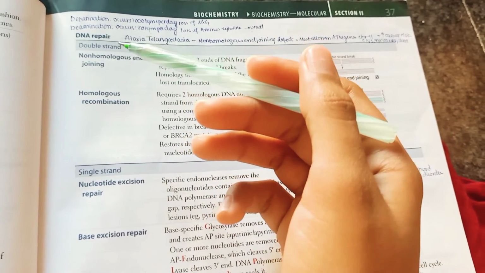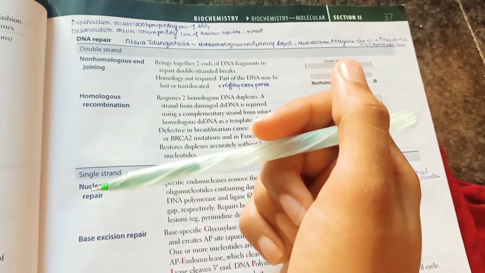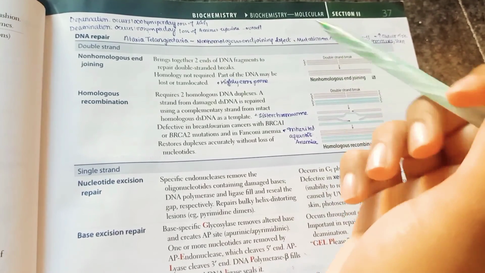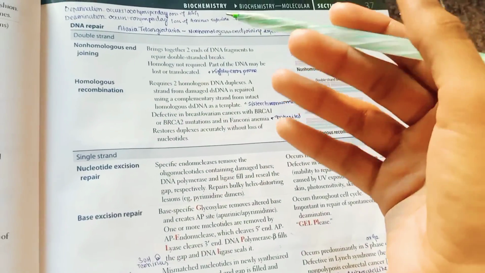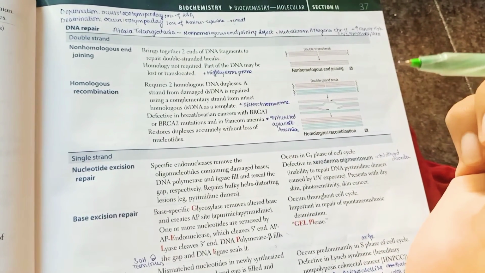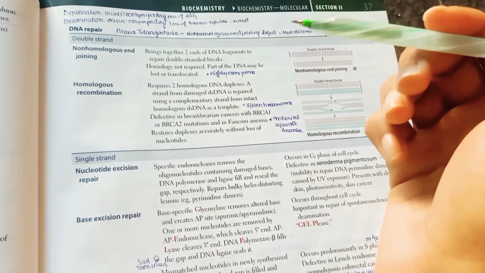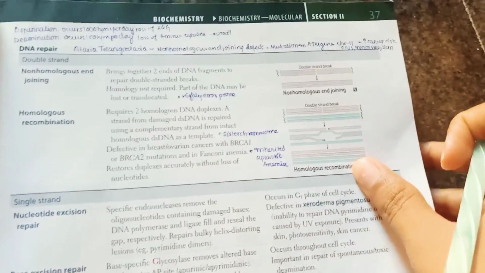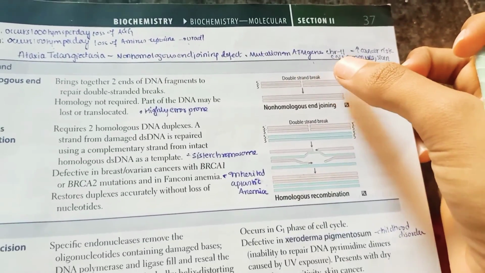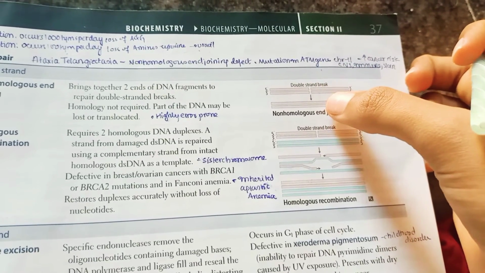Now coming to DNA repair. You can repair the double stranded DNA which is broken, and also the single stranded DNA which is broken. Let us see one by one. The first one is double stranded DNA repair, divided into non-homologous end joining and homologous recombination. In non-homologous end joining, the double-stranded DNA is broken and it is now joined.